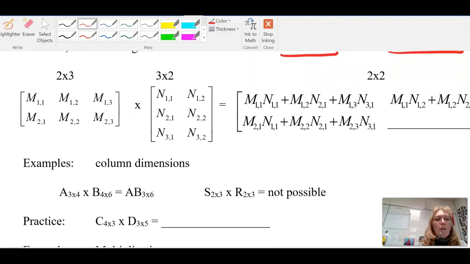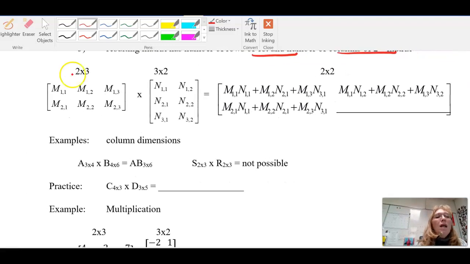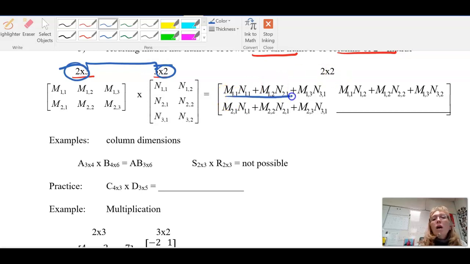All right, let's see if we can make this make sense. We need to make this a little bit smaller so I can get that all on here. All right, I'm taking a 2 by 3 times a 3 by 2. The only way that this is possible is if this 3 is the same as this number. If those numbers are the same, I can multiply them. If not, I may not. The answer is a 2 by 2, what's left over. So I'm going to have a 2 by 2. So I'm going to draw out 2 rows and 2 columns.